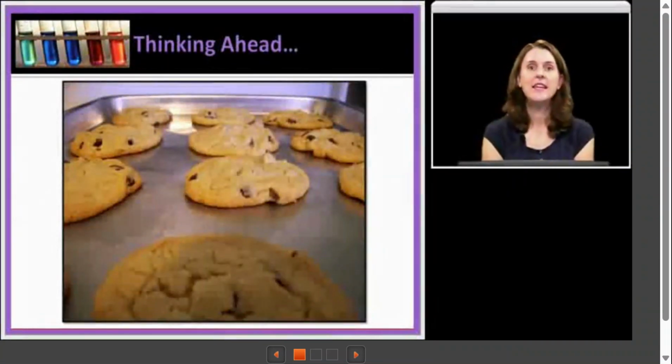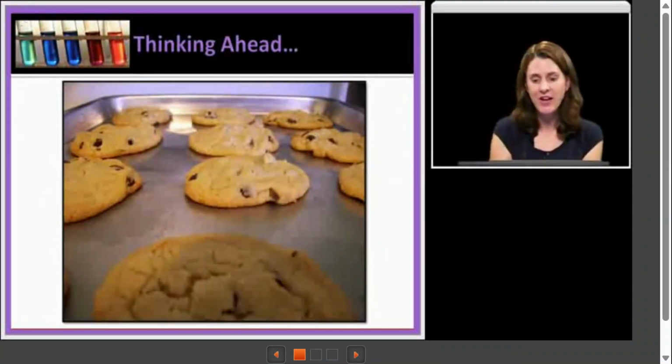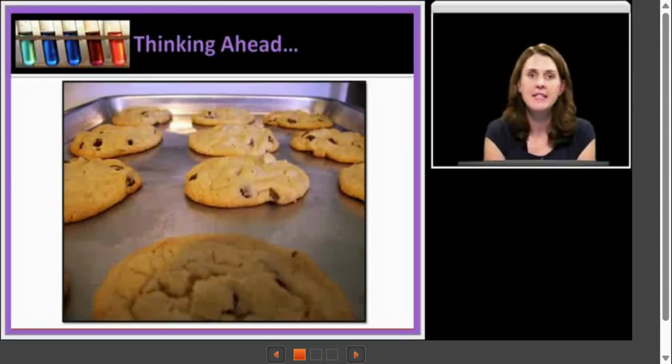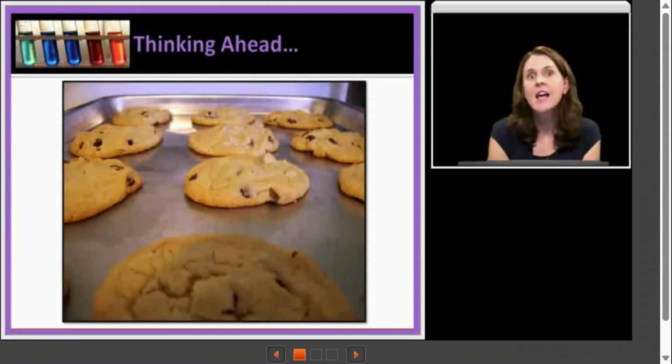All right, so thinking ahead, as you can see here, we've got some yummy looking chocolate chip cookies. So let's say we were to set up an experiment to bake ourselves the ideal chocolate chip cookies. So thinking ahead would be, how could you set up a controlled experiment to get the perfect chocolate chip cookies, baking them for the ideal amount of time?